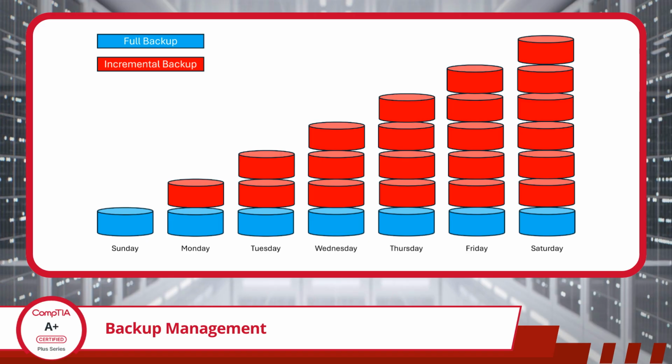Imagine a daily backup routine. On Sunday, you perform a full backup. On Monday, an incremental backup saves only the changes made since Sunday. On Tuesday, it saves only the changes made since Monday, and so on. Each incremental backup is smaller and quicker to create because it only captures the most recent changes, making it highly efficient in terms of storage and time.